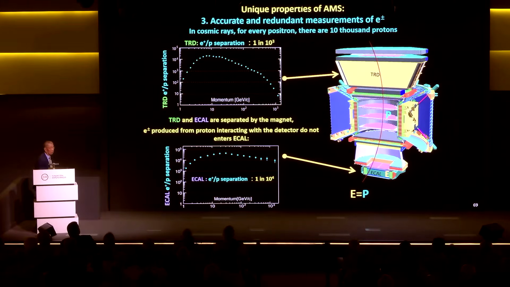This detector is designed like the first electron-positron pair experiment, like the J-particle experiment. So we have accurate and redundant measurement of E plus and E minus with the TRD, with positron-proton separation of 1 in 10,000, and the electromagnetic calorimeter, positron-proton separation of 1 in 10,000. And they are separated by a magnet. So E plus and minus produced from proton interaction with the detector do not enter into the ECAL.